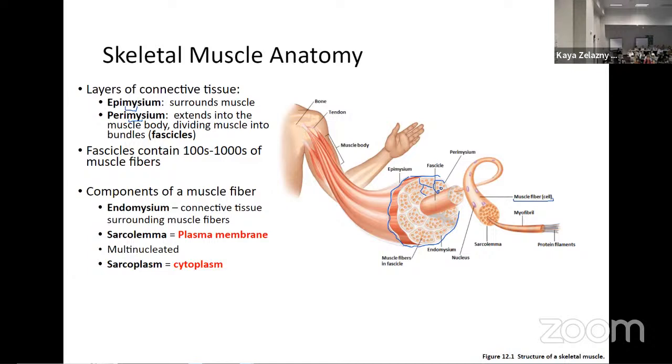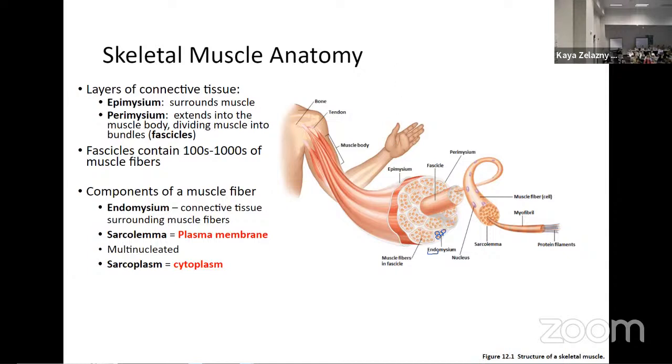Diving even more deeply, within each of those fascicles, we're going to see connective tissue surrounding each of those muscle fibers, which are going to be our individual cells. So this is the endomysium. So think endo like inside. So it's inside the muscle, inside the fascicle. So it's holding together these muscle fibers, essentially.